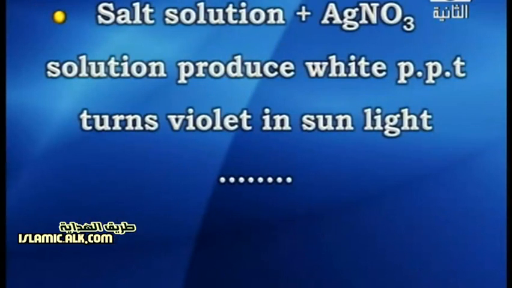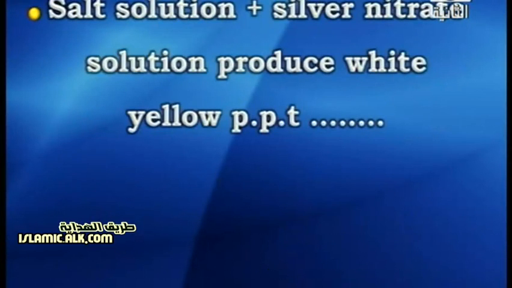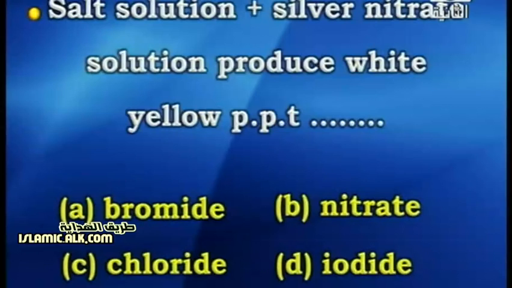Next one. The salt solution plus silver nitrate solution produces a white precipitate that turns violet in sunlight. Is it iodide salt, nitrate salt, bromide salt, or chloride salt? Yes, the answer will be chloride salt. Next one. The salt solution plus silver nitrate solution produces a white-yellow precipitate. Is it bromide salt, nitrate salt, chloride salt, or iodide salt? Yes, it will be bromide salt.